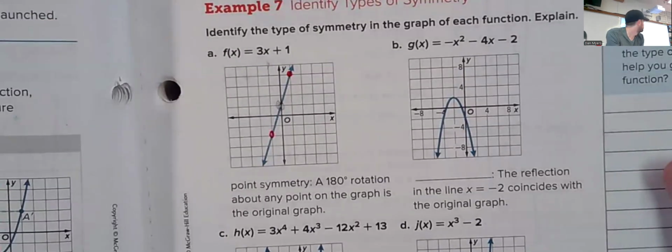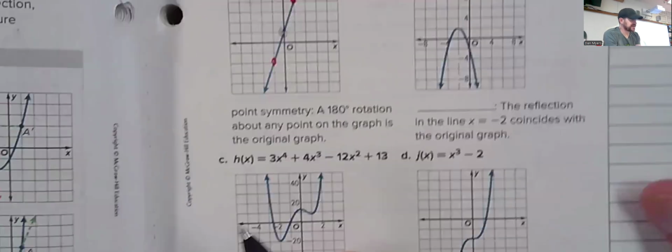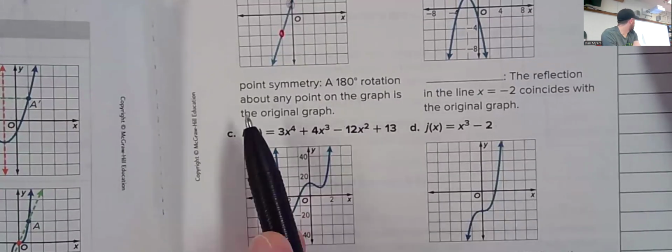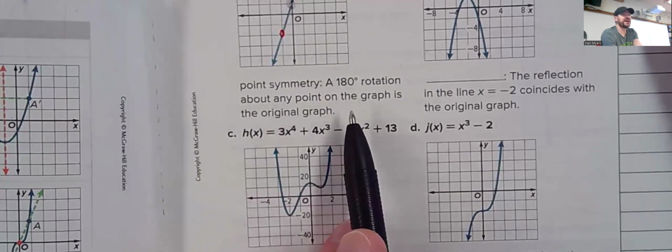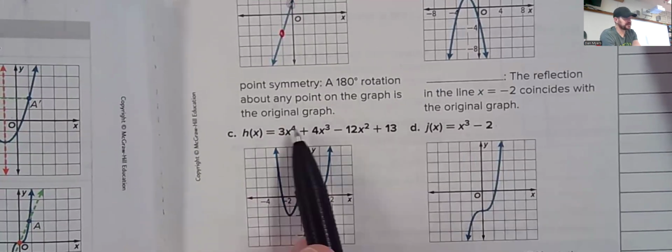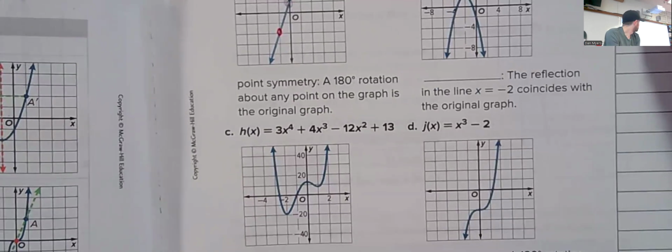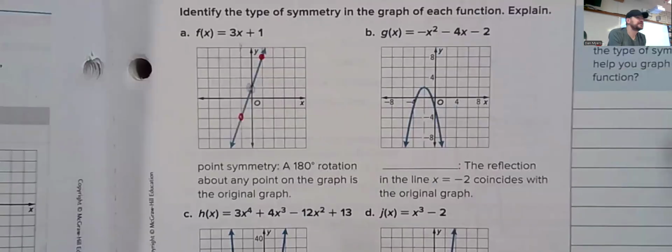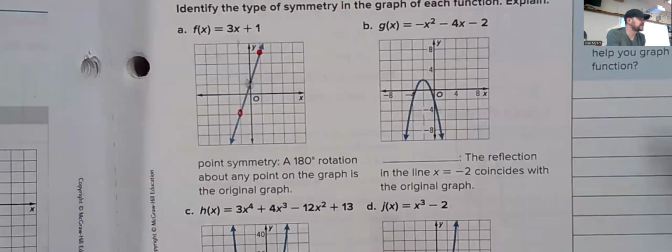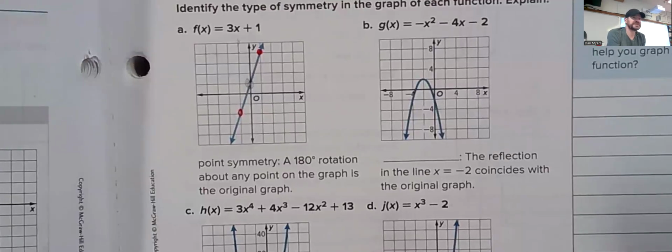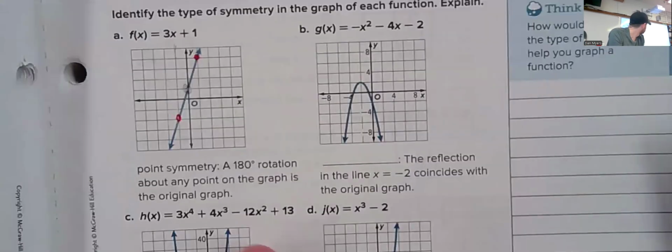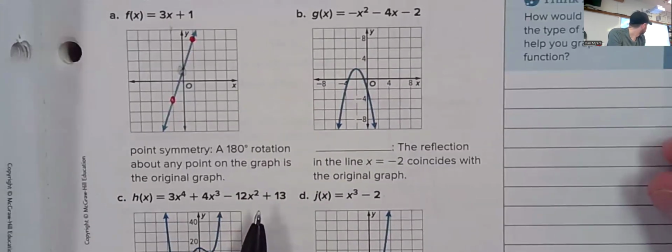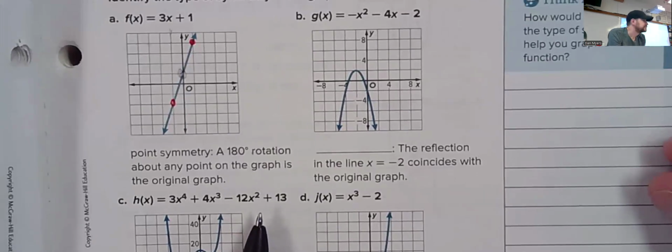So it also just gives us the answer. Point symmetry, a 180-degree rotation around any point on this graph is the original graph. So lines, linear equations always have point symmetry. Okay, second one. Point symmetry, line symmetry, or neither?